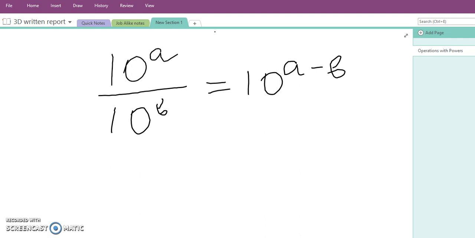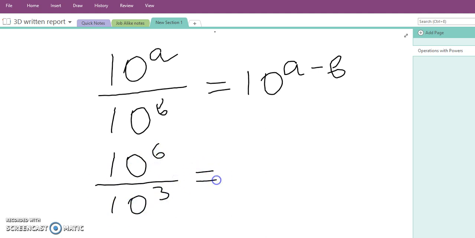So let's do an example. 10 to the 6 over 10 to the 3 equals 10 to the 6 minus 3. This comes out to 10 to the 3. This is it. This is all there is to it for our rules for division.